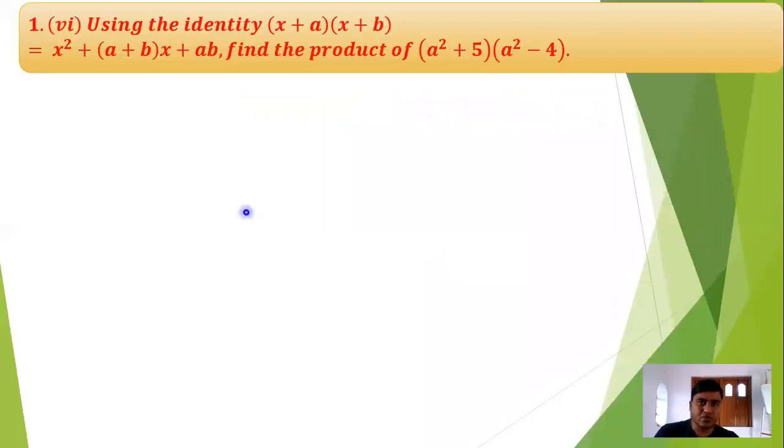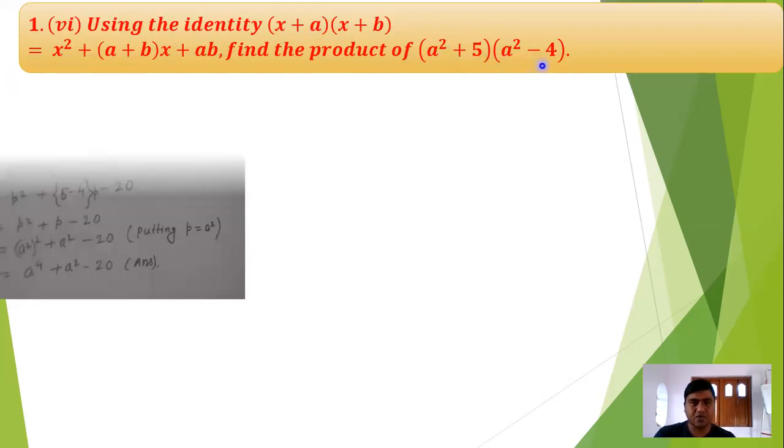Exercise 12.2, question 4. Using the identity x plus a into x plus b is equal to x squared plus a plus b into x plus ab, find the product of a squared plus 5 into a squared minus 4. Using this identity, find the product of a squared plus 5 into a squared minus 4.